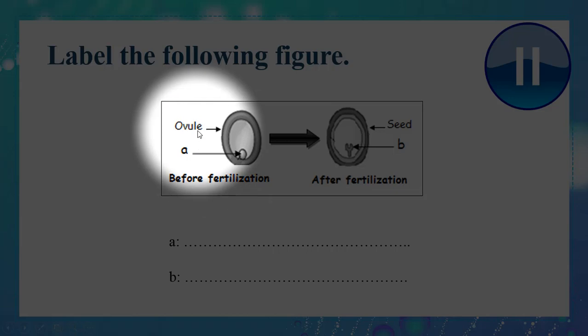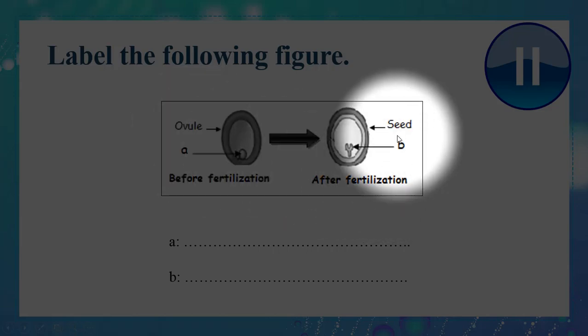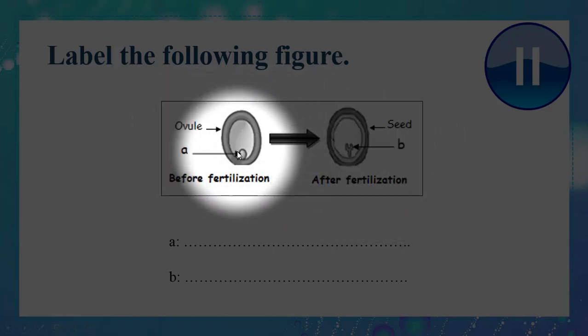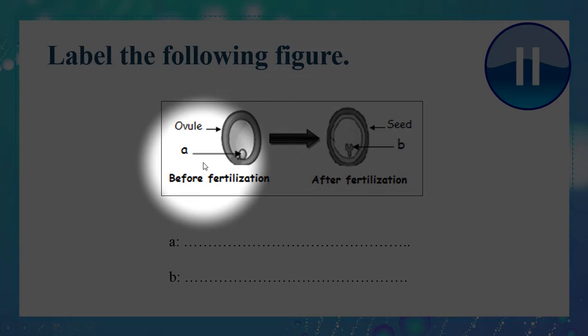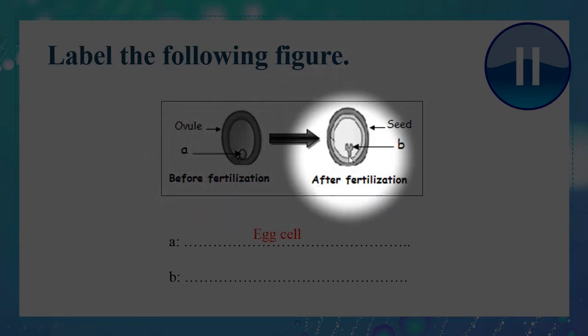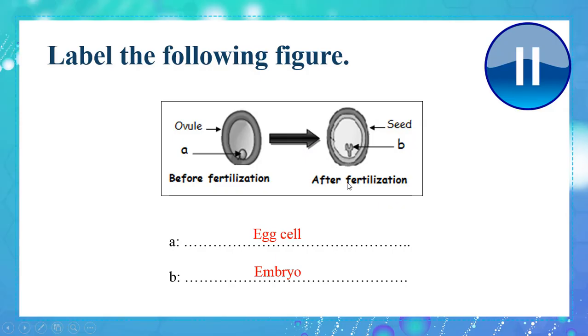Before fertilization, it's an ovule. After fertilization, it's a seed. Before fertilization, this is the egg cell. After fertilization, it will change into an embryo.